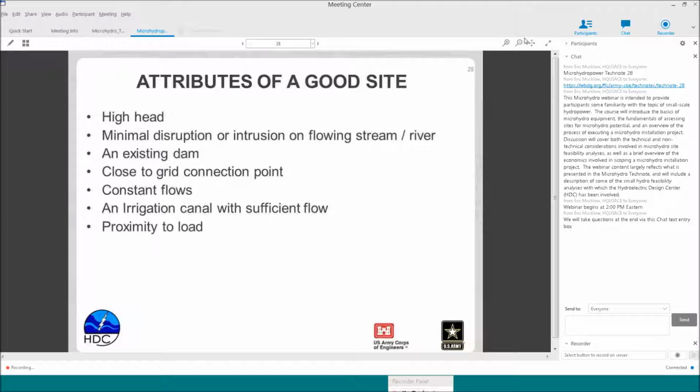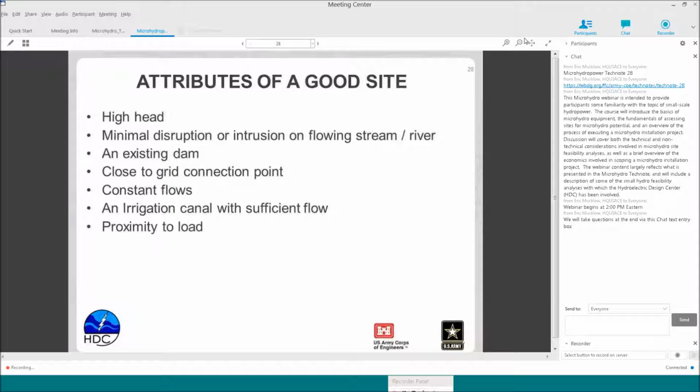Constant flows are a beneficial factor for a number of reasons. Primarily, we want to keep constant flows for the sake of being able to easily size the turbine. Additionally, constant flows allow us to avoid control mechanisms that would be necessary to switch the unit on or off, depending on the unit's ability to handle the flow that it's seeing. An irrigation canal, or similarly a river with a narrow, deep channel and high flow rates, would be feasible for the purpose of a hydrokinetic installation.